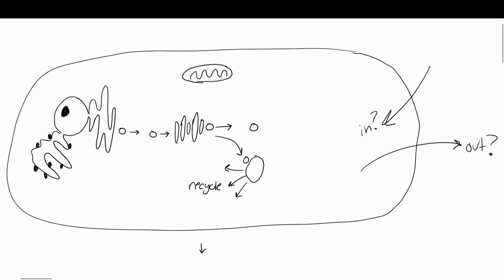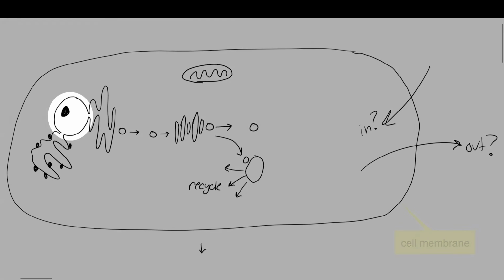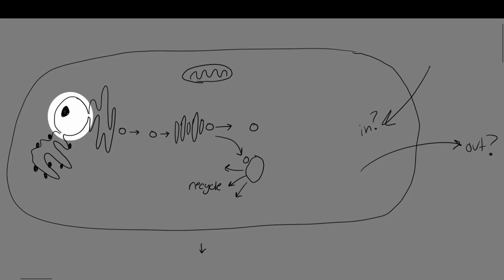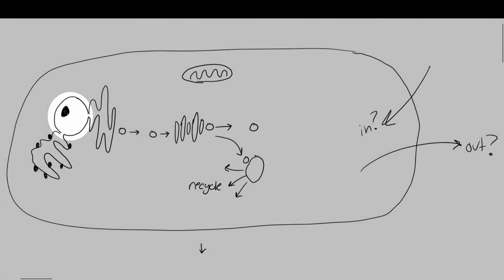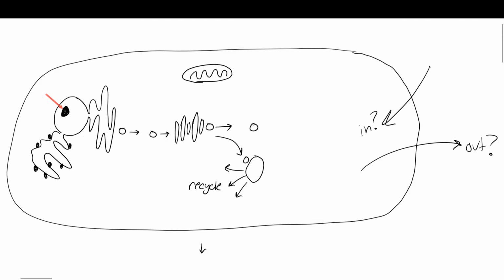Okay, so here we have a cell, and it's surrounded by a cell membrane that goes all the way around the cell. Here's the nucleus, which houses the master copy of the instructions for making things in a cell. Here's the nucleolus that makes those little guys called ribosomes.